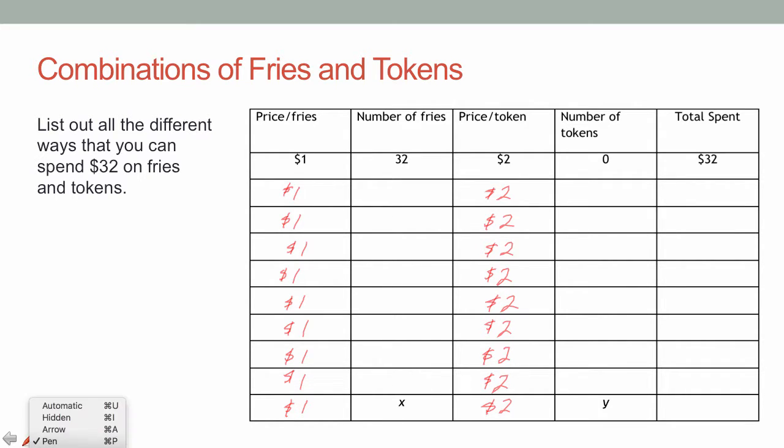Now, what is different, we call variables. So think about French fries I can get. If I buy 32 French fries for $1, but no bus tokens for $2, that's going to cost me $32.